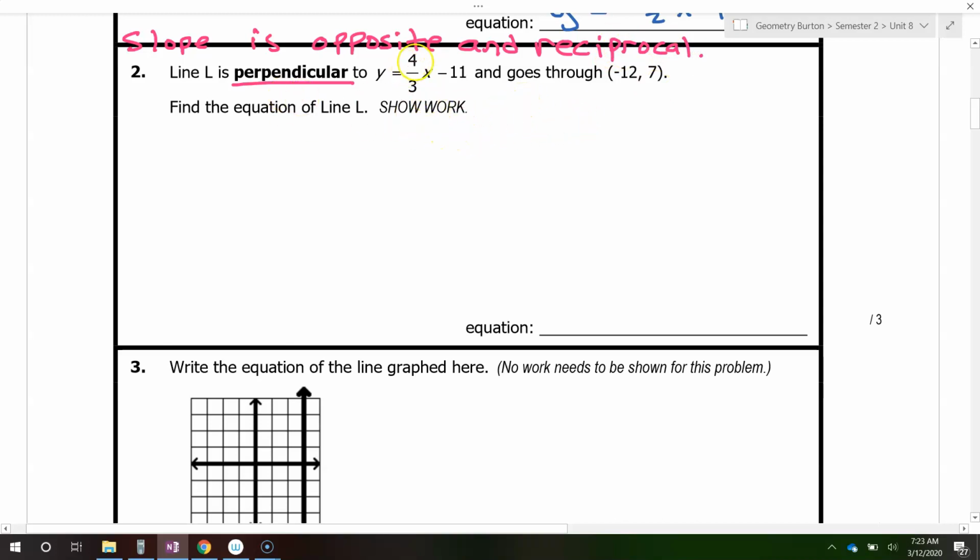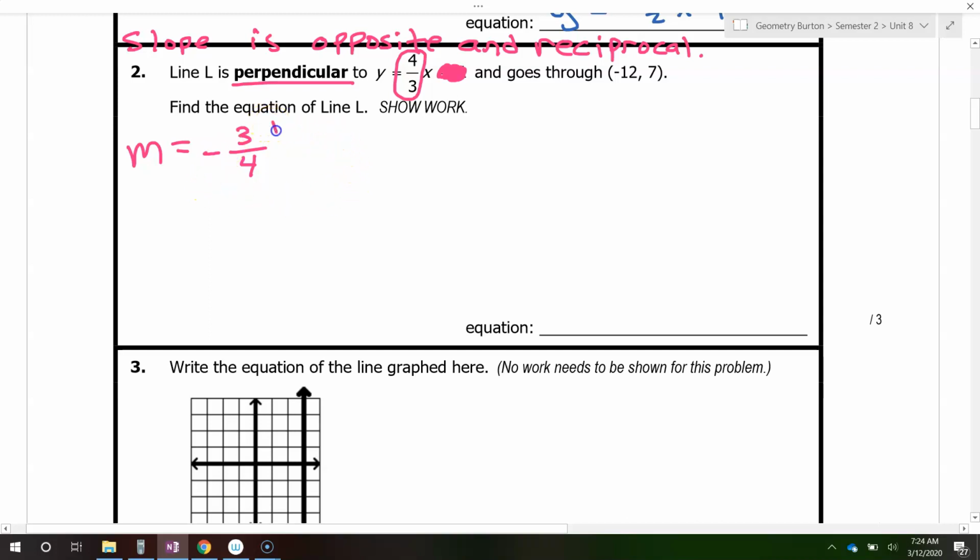So I can see that the slope of this line is 4/3. But line L is perpendicular to this. By the way, the -11 is irrelevant. You should scribble that out so you're not tempted to put it in your answer. Only the slope matters. So what does opposite and reciprocal mean? The slope is going to be, well, the reciprocal of 4/3 is 3/4. And opposite means opposite in sign. So since this is positive, I'm going to put negative. If this had been negative, I would have put positive. So boom, there's the slope.